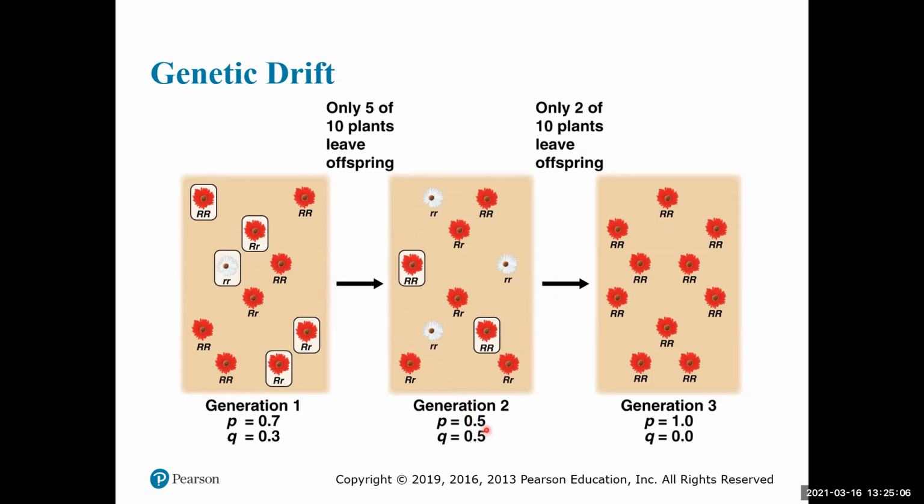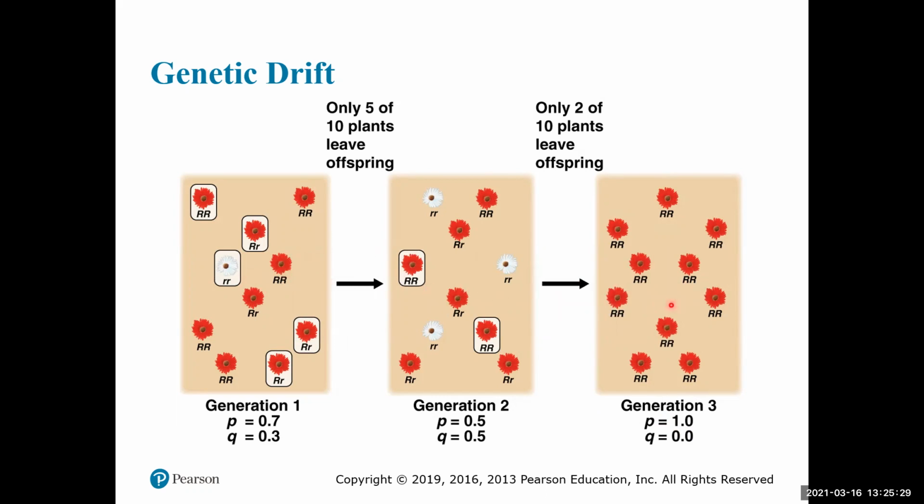Now you have 50-50, right? Then let's say only 2 leave offspring. Now all of a sudden you're fixed. So fixation. So there's only one allele. That's the uppercase, the dominant allele, 100%. And so just these small random fluctuations can lead to big differences in these small populations.